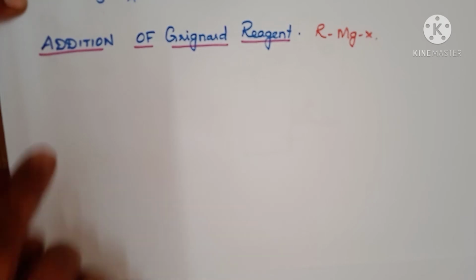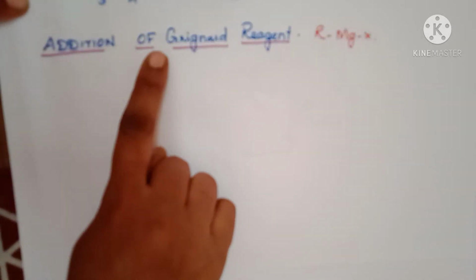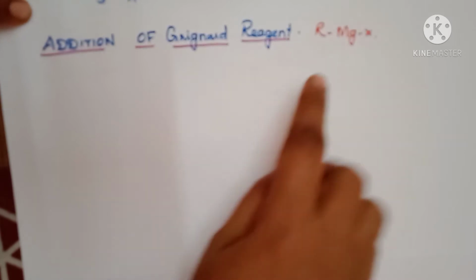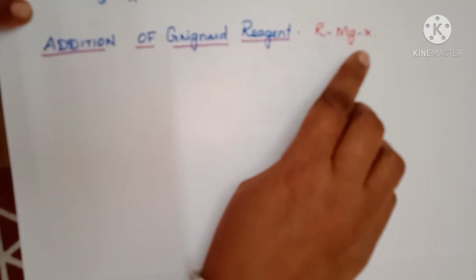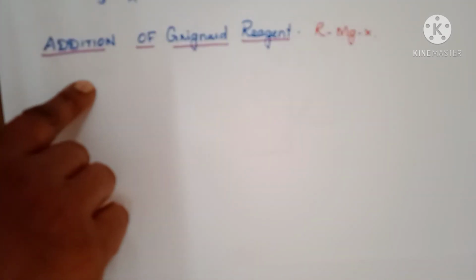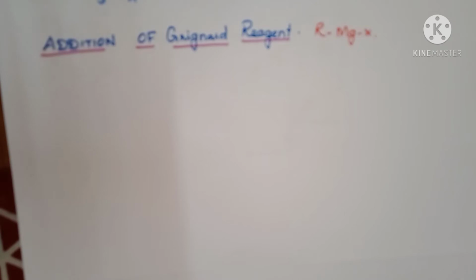The next reaction is the addition of Grignard reagent. What is a Grignard reagent? RMgX. In this reaction, Grignard reagents react with aldehyde or ketone to give an addition product, which gives an alcohol by acid hydrolysis. So how many steps are there for this reaction? Here also it is a two-step reaction.